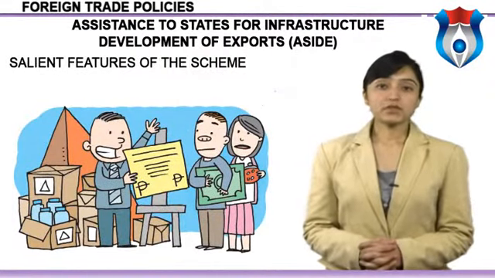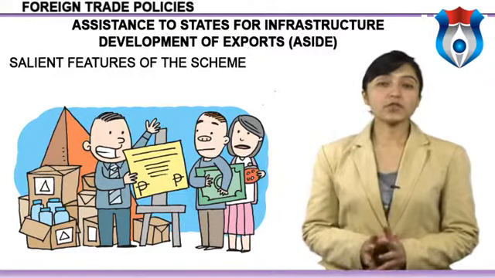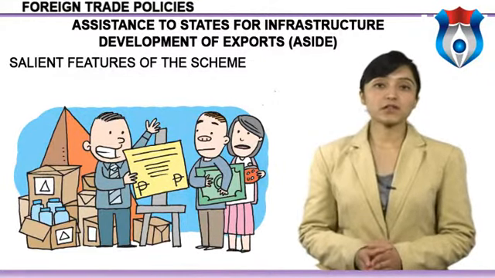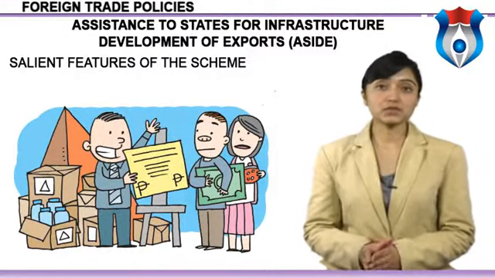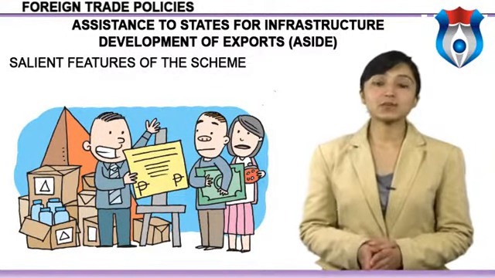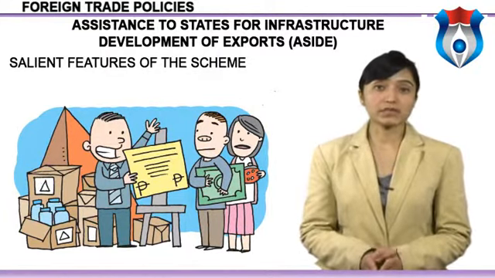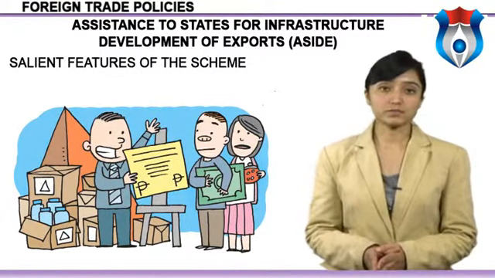Salient features of the scheme. The objective of the scheme is to involve states, UTs in export effort by providing assistance to the state governments, UT administrations for creating appropriate infrastructure for development and growth of exports.